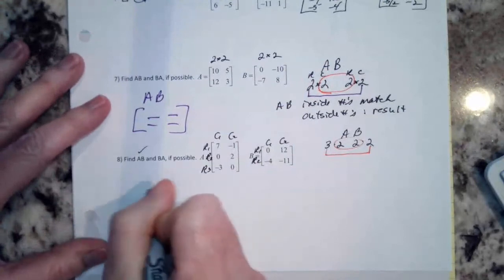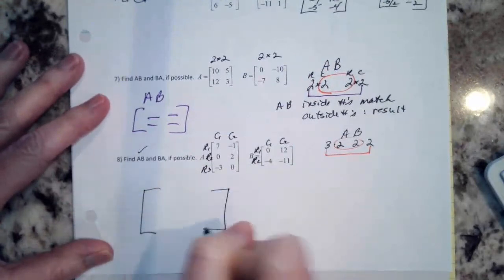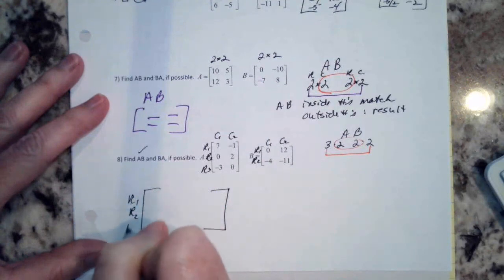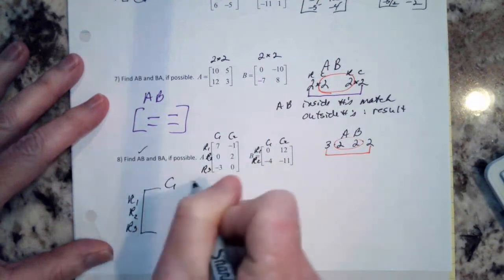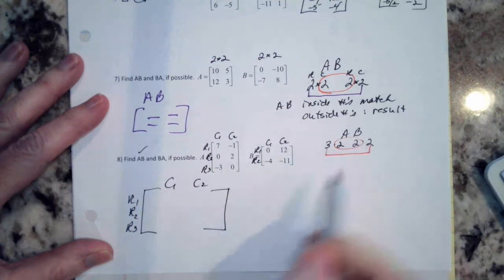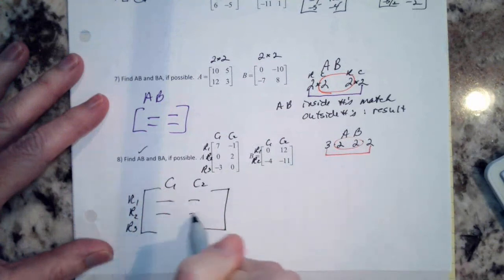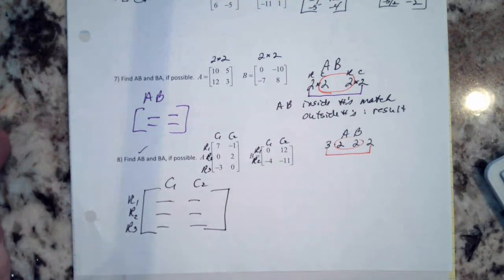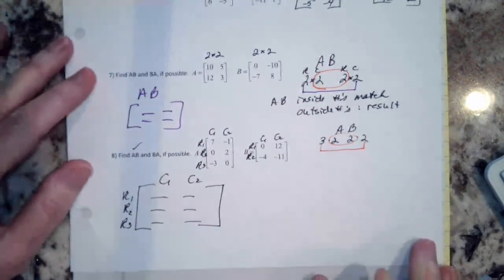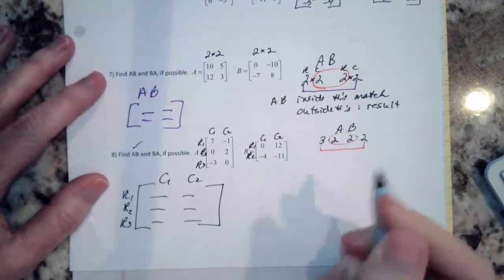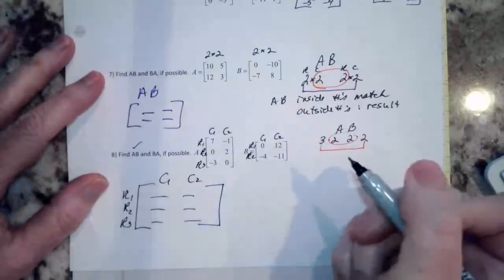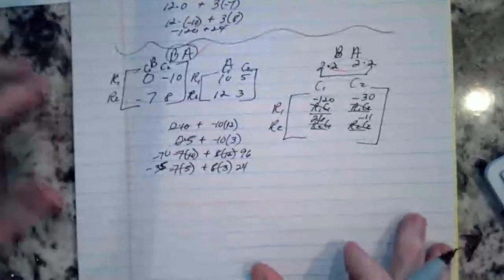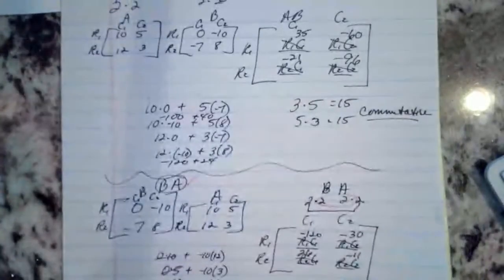So what we're going to end up with here is 3 rows by 2 columns, 3 by 2. So this is what our structure will look like when we get finished with it. Okay, let's go ahead and do that. No, I need more room. Let's see, we're doing A times B. Let me start fresh.